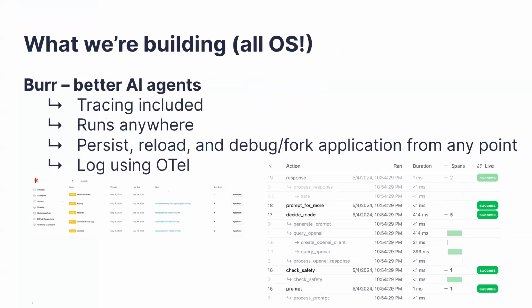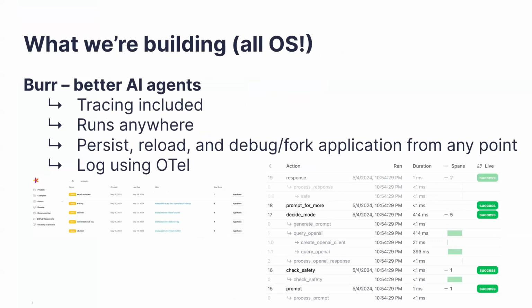Then we've got Burr. Burr is all about building better AI agents. Agents being loosely defined as a thing that does something and then makes a decision of what to do next, right? So it's just an abstraction of the state machine. We like these primitive abstractions that can represent software nicely. Tracing's included. This was built inspired by open tracing, but obviously there's a bridge between OpenTel and open tracing.